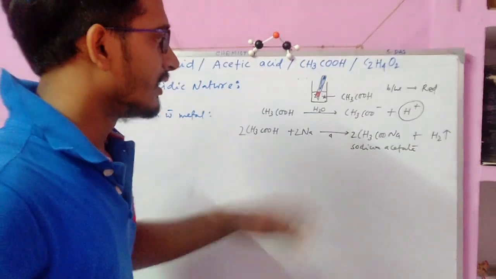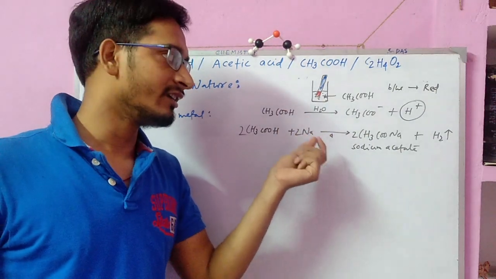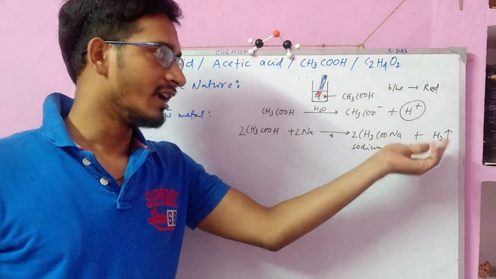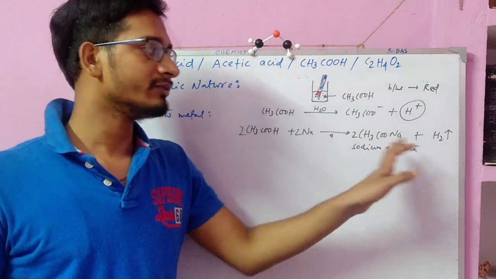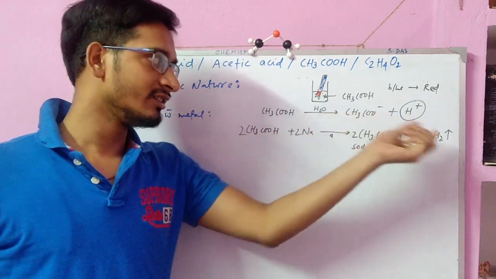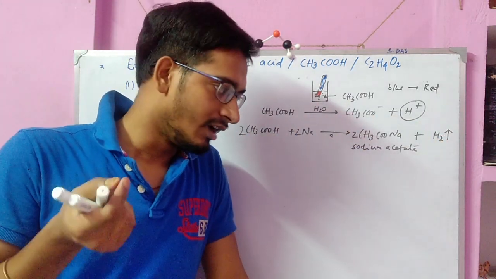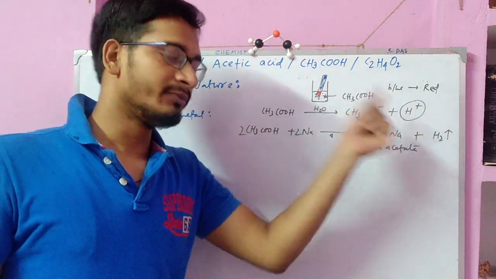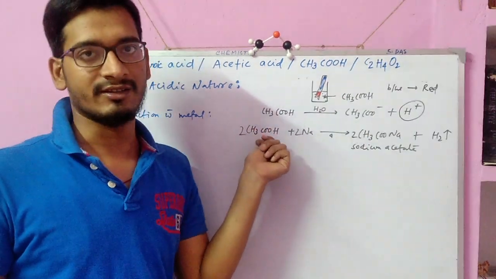Now, if you place a burning candle or burning matchstick over the container where hydrogen is liberating, it will burn with a pop sound, indicating that it is hydrogen gas. So if in the reaction a pop sound is generated by placing a burning matchstick, we can conclude that this is an acid.